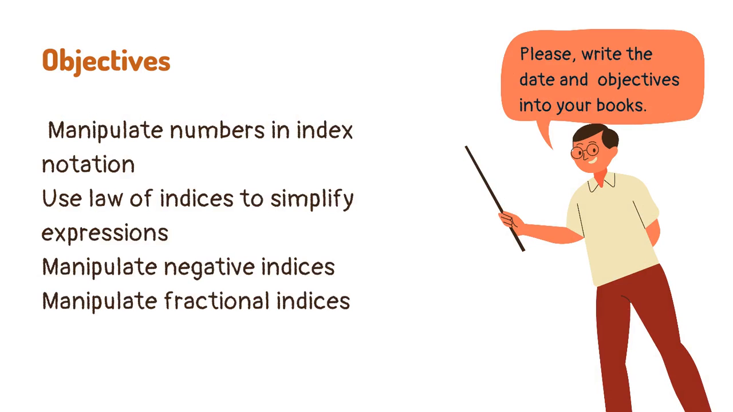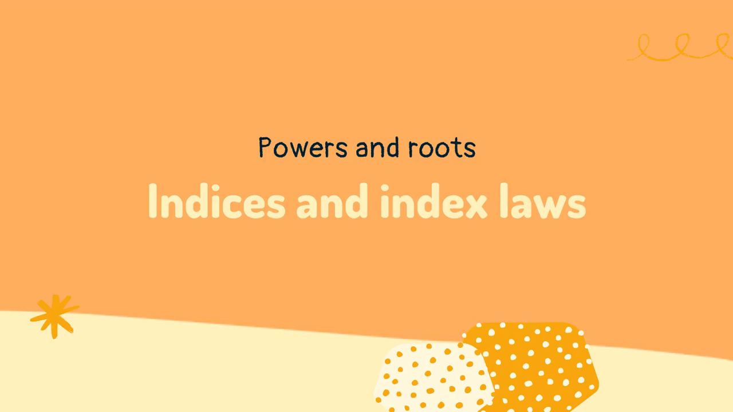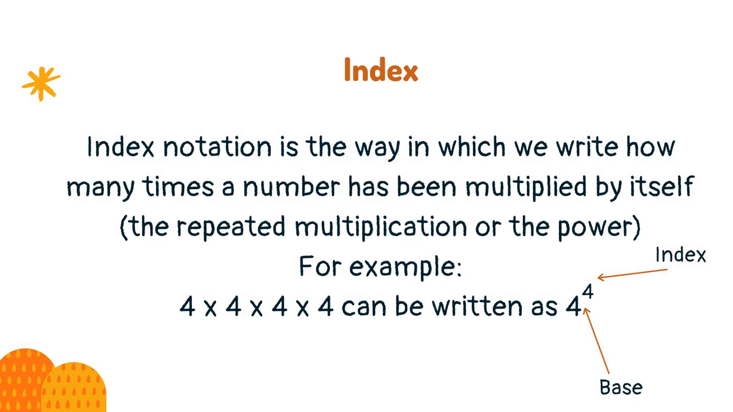Today you are going to learn about the index laws. Indices and index laws. Index notation is the way in which we write how many times a number has been multiplied by itself, the repeated multiplication or the power. For example, 4 times 4 times 4 times 4 can be written as 4 to the power 4.